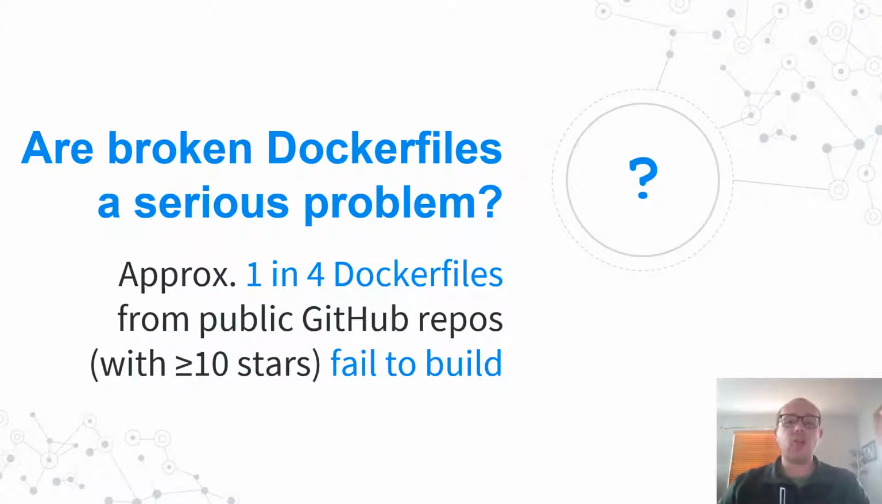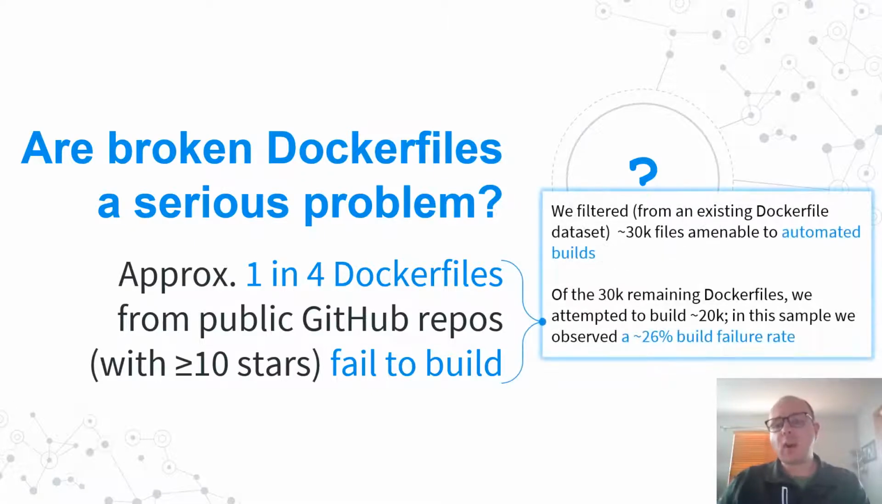So when we look out in the wild at public GitHub repos with 10 or more stars, we find that about 1 in 4 Dockerfiles from those repos fail to build. And of course, there are some qualifiers on this. So we start with a data set from a previous work, Binnacle, at ICSE 2020. There they have all the Dockerfiles from public GitHub repos with 10 or more stars.